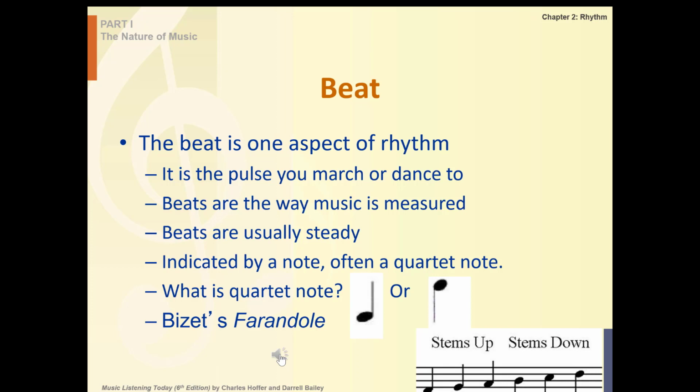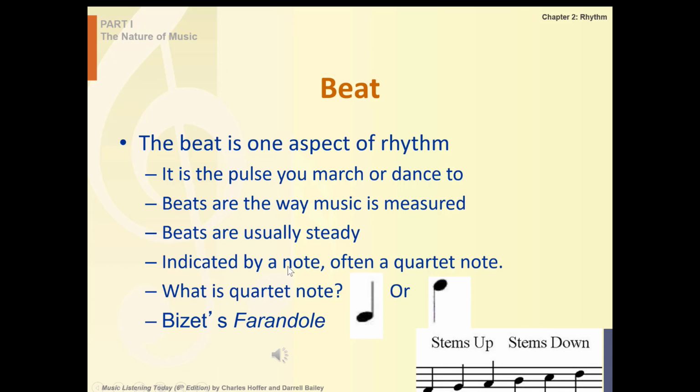Now, clapping the beat, you feel the steady pulse, right? So they are the beat. As you can see, feeling the beat is almost instant, not really super intellectual. Beats are sometimes indicated by a note, often a quarter note.